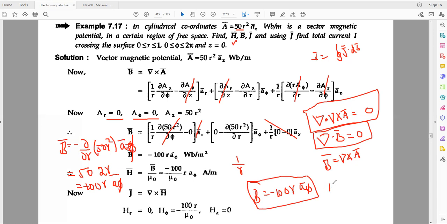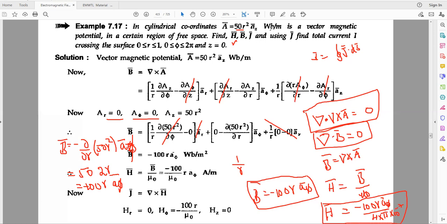They are asking for H bar also. What is the relation between H bar and B bar? H bar is equal to B bar by mu naught. B bar is minus 100 R Aφ bar, and mu naught is 4 pi into 10 power minus 7. Just substitute that one and you get H bar also. Calculate H bar by substituting mu naught, or otherwise leave it like this.